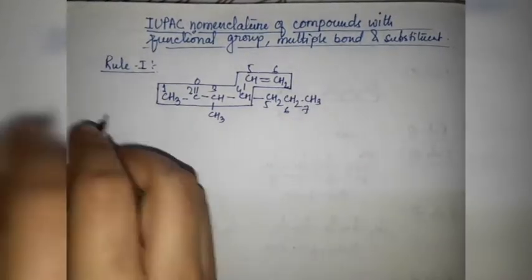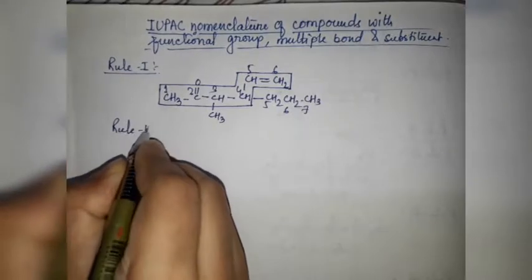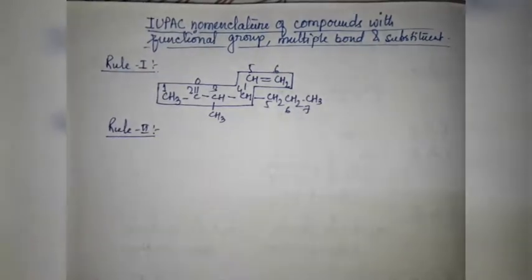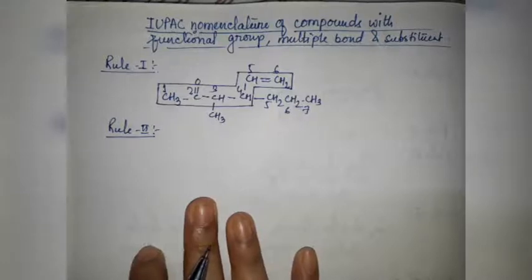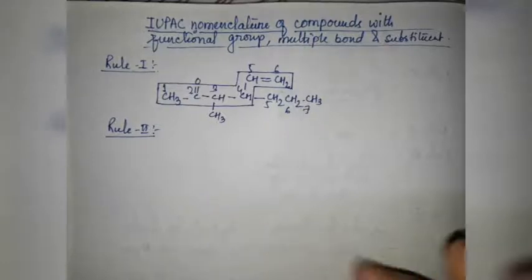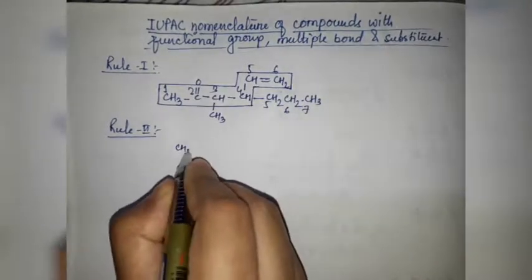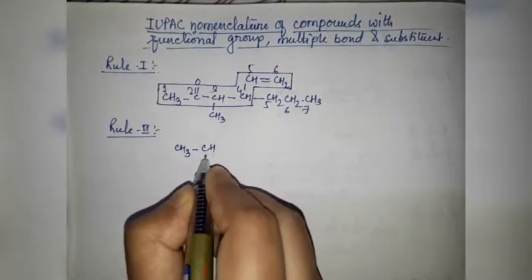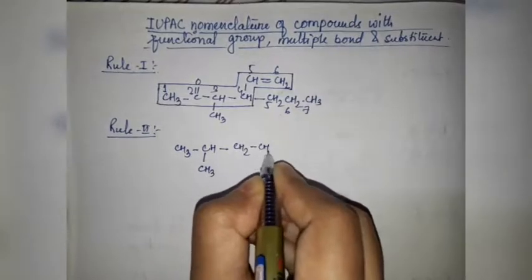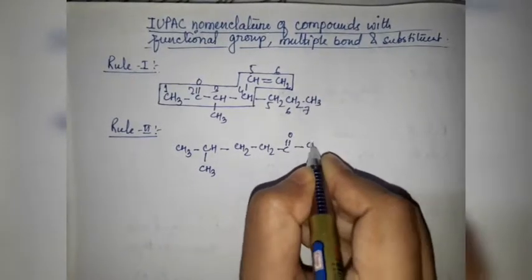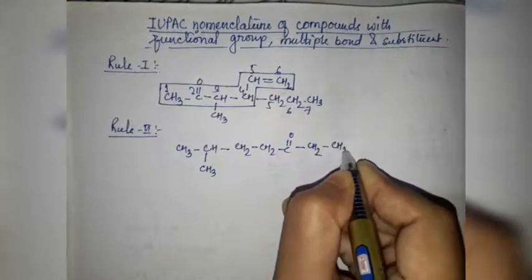Okay, so rule number 2. The parent chain is to be numbered in such a way that the functional group gets the lowest locant, even if it violates the lowest set of locants rule for substituents. For example, CH3, CH, CH3, CH2, CH2, CO, CH2, CH3.